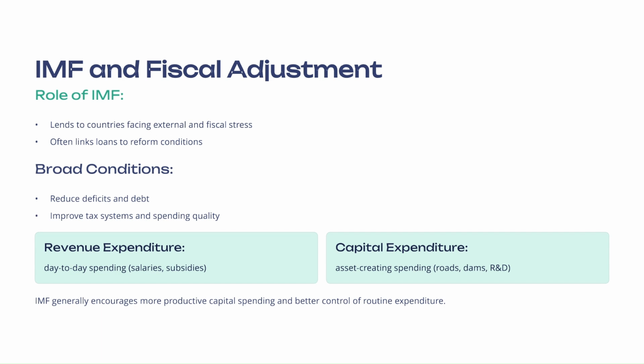We must also distinguish between expenditures. Revenue expenditure does not create assets, example, salaries, defense. Capital expenditure does generate future income, example, building bridges, investing in R&D. The IMF encourages shifting focus towards capital expenditure for sustainable growth.